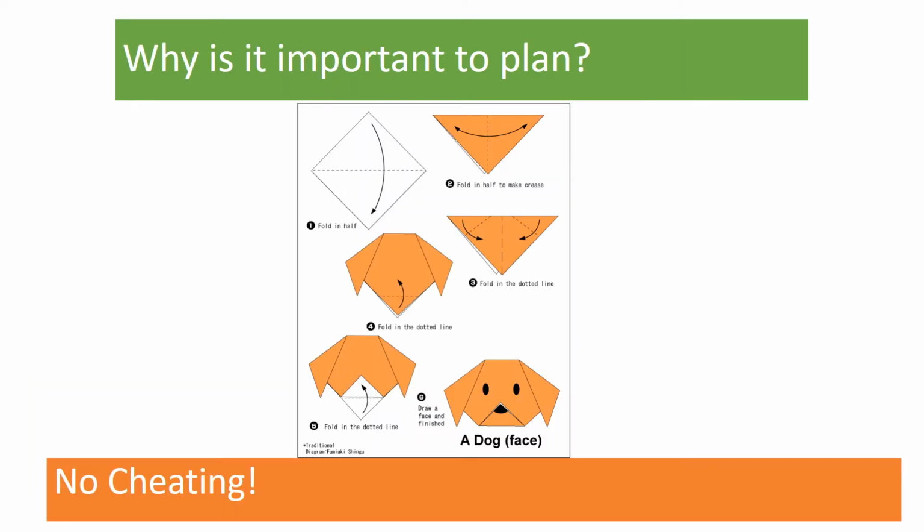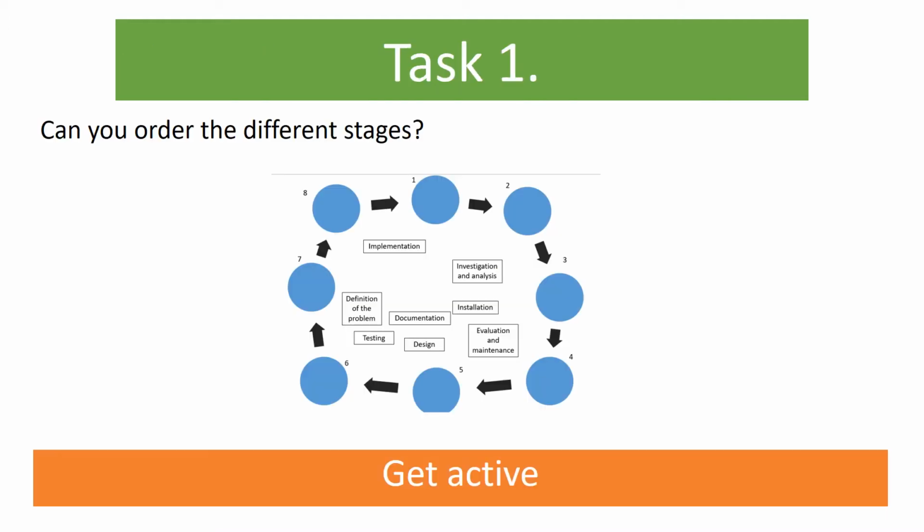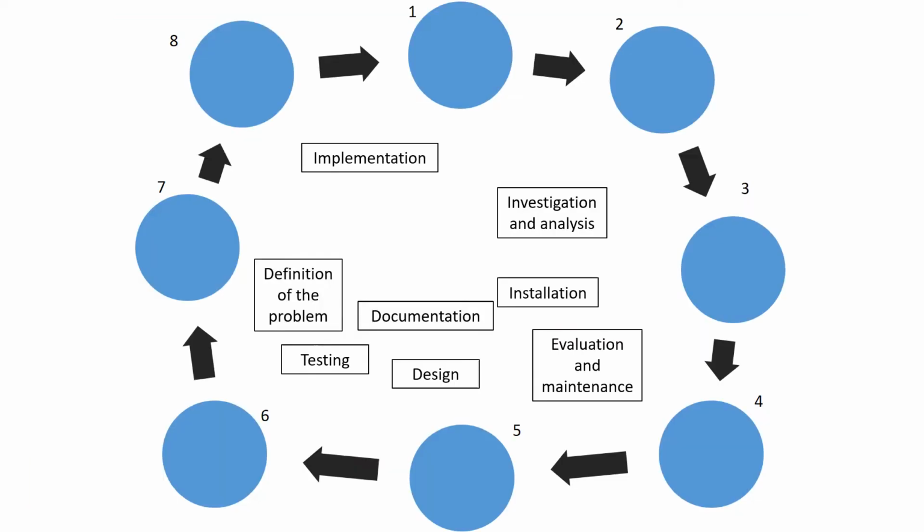We need to be careful and make sure that we plan before we actually start creating software. Otherwise, we're never going to be successful. And this is why we have software development, so we can make sure that we set out our goals correctly at the start of a project so that we can end up with the project outcomes that we wanted. Your first task is to go through the different stages and see if you can put them in order. Go to the workbook and try to complete this.